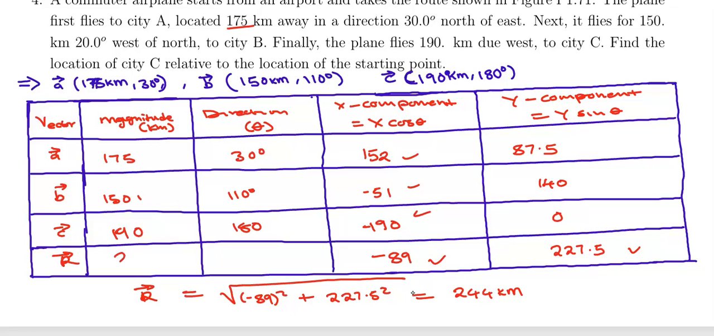So here we have 244. What about the direction? How do we find the direction? It is also very simple. The direction is equal to tan inverse of the y component over the x component. Okay, this is what we are going to do.